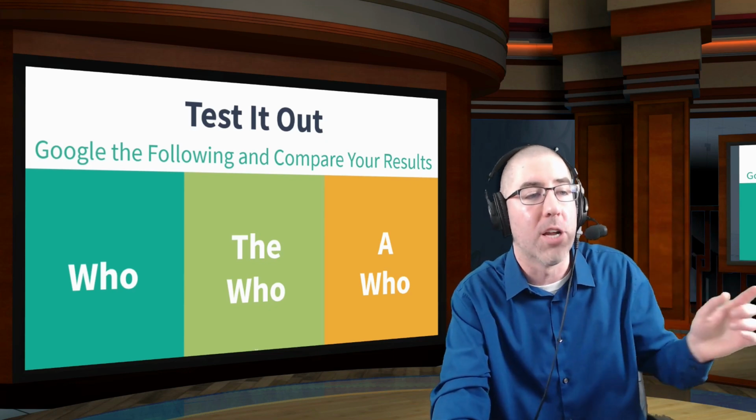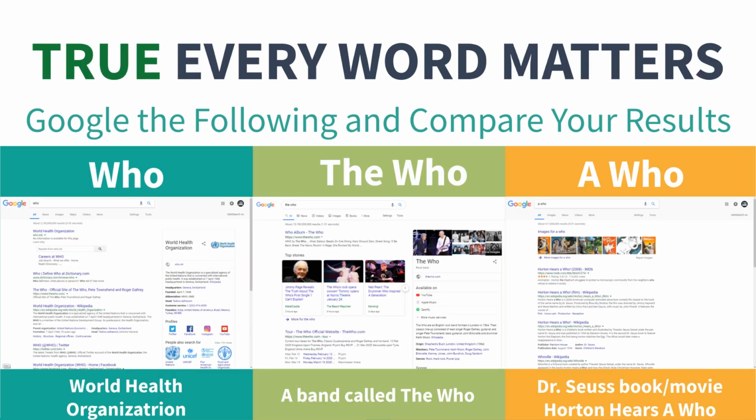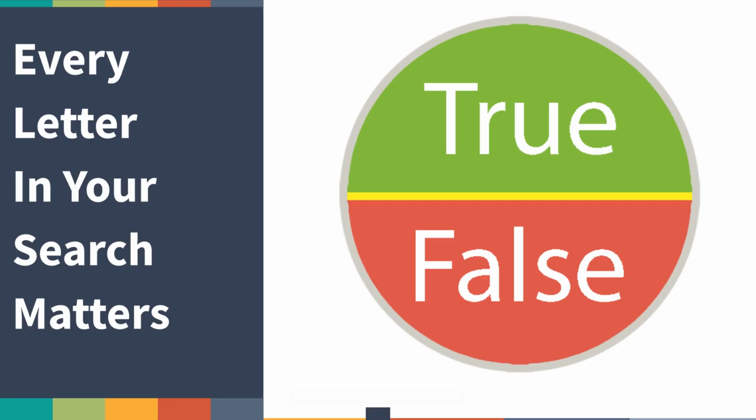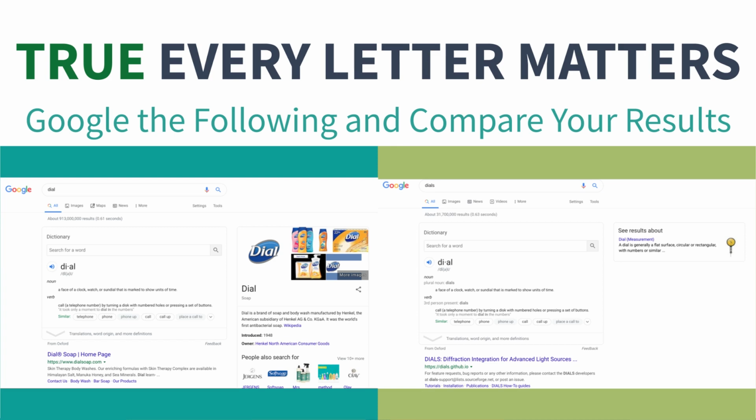So like every word. Google "who," "the who," and "a who," and you'll see you get 3 very different results. One, you get World Health Organization. One, you get the band, The Who. And one, you get Dr. Seuss, Horton Hears a Who. Every letter matters. Let them try "dial" versus "dials." And you're going to see they get 2 different results. One is about soap, and one is about a dial like they were thinking.